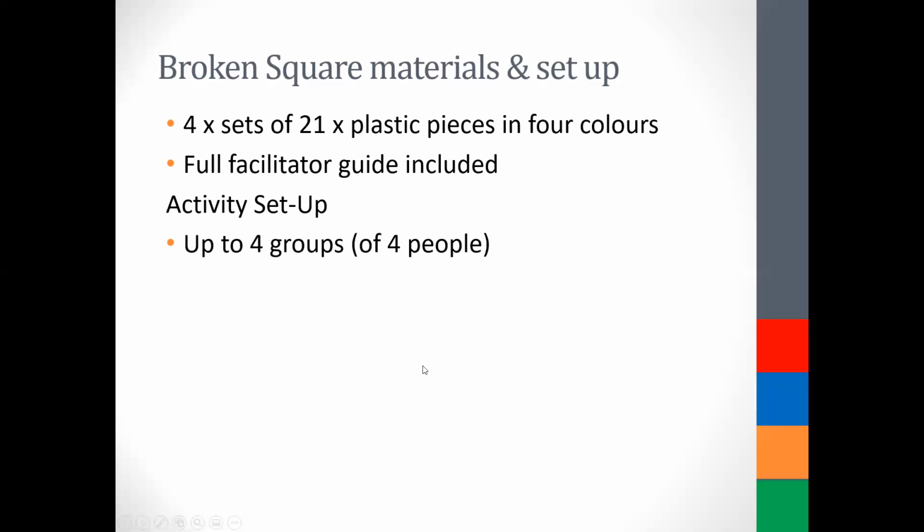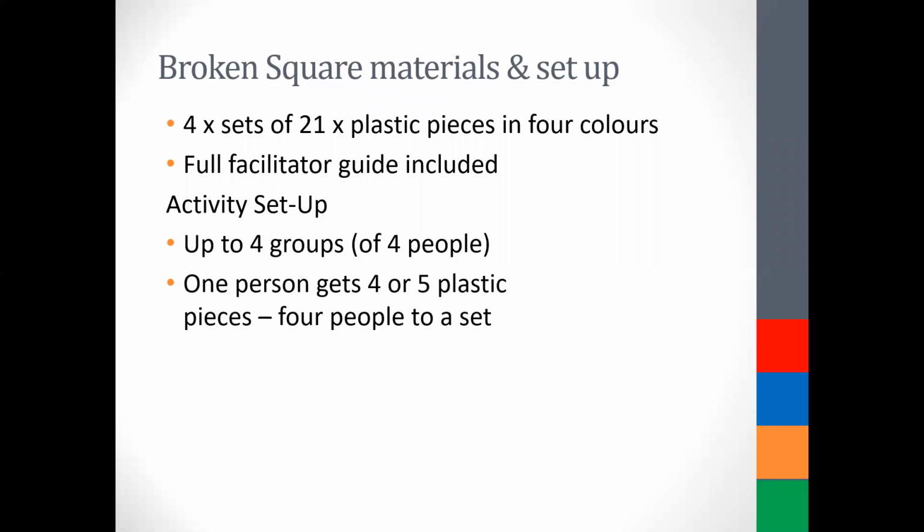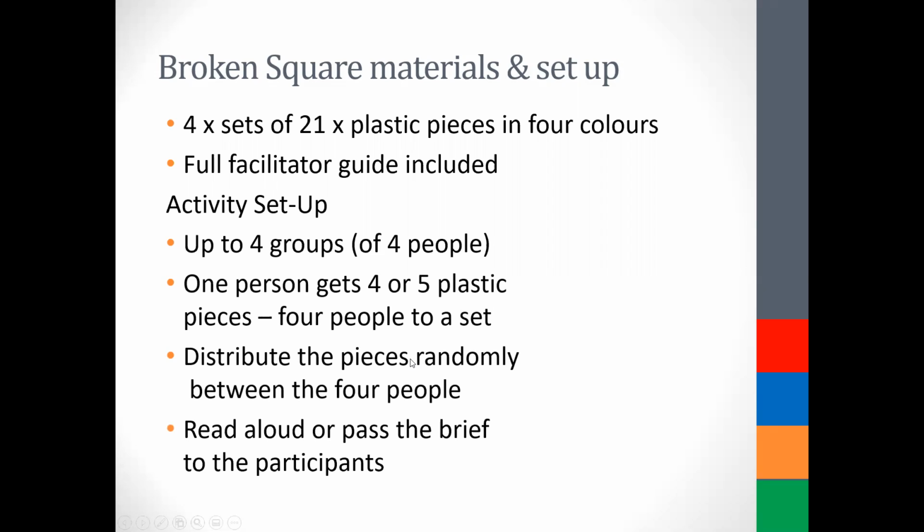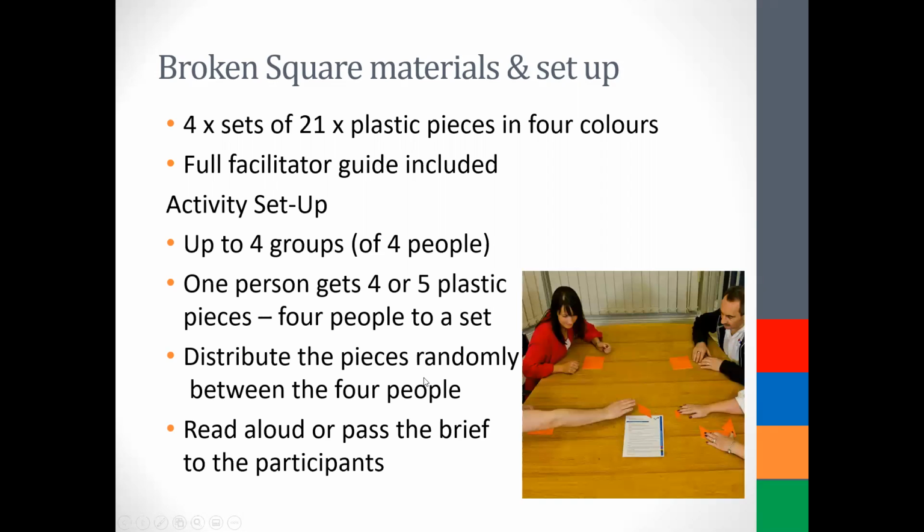So in terms of setup, let's have a look. Broken Squares works in groups of 4 people, and it really has to be 4 people. So we provide enough materials to do 4 groups. If you imagine a group of 4, you've got 21 pieces. If you hand them out randomly, as you will, then people are going to have 4 or 5 pieces. We also have a brief that you could just read aloud to that group if you've only got one group, or indeed a copy that they could read to themselves.